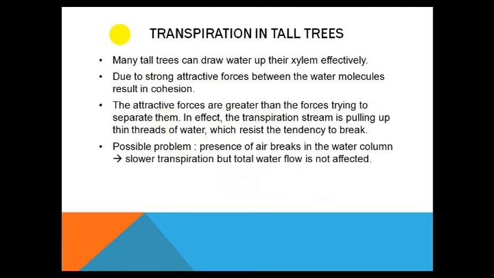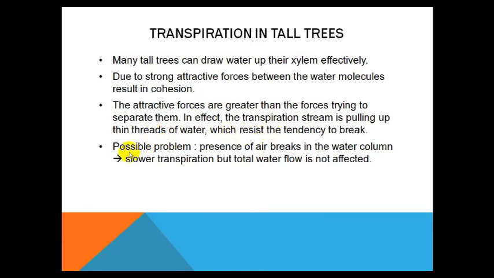So how does transpiration in tall trees happen? Many tall trees can draw water up their xylem effectively. This is due to strong attractive forces between the water molecules, which results in cohesion. Cohesion is the sticking of water molecules to each other while they move up the xylem vessels. This attractive force is greater than the force trying to separate them. In effect, the transpiration stream is pulling up thin threads of water which resist the tendency to break.